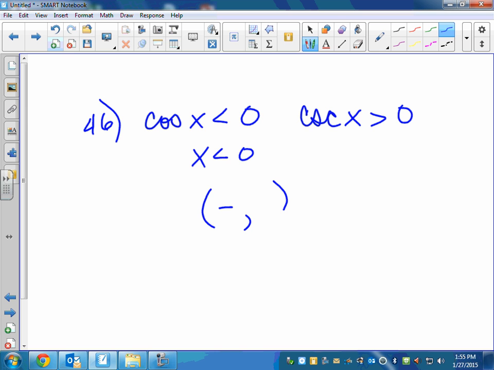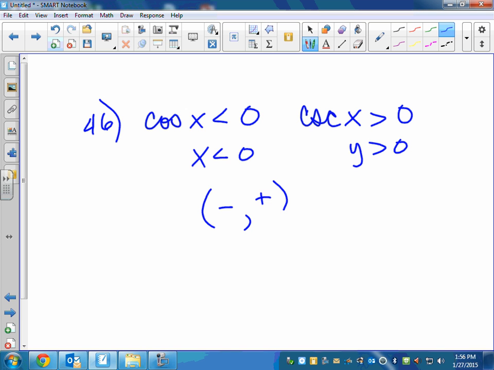Cosecant is the reciprocal of which one? Sine. So if cosecant is greater than 0, that's the same as saying sine is greater than 0. And sine is which ordered pair? Y. So this is telling me Y is greater than 0. What quadrant was the only quadrant where X is negative and Y is positive? 2. And you can do that on all of those.